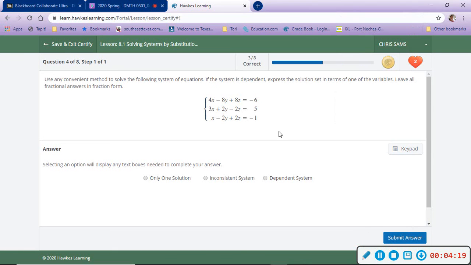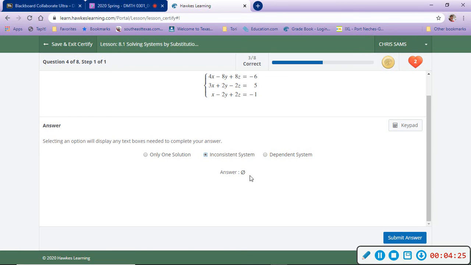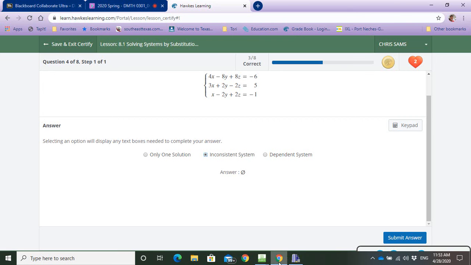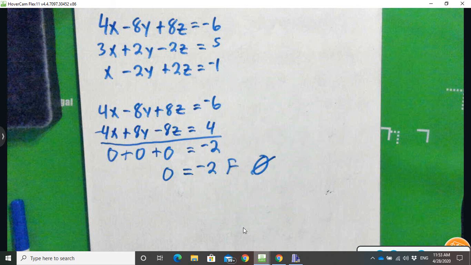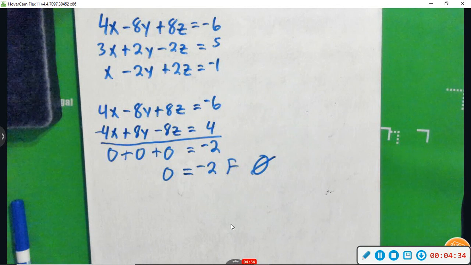So there is no solution here. So we're going to say inconsistent. That's what means no solution. So saying the answer is no solution, that's the symbol here that I wrote down. A 0 with a line through it means no solution.